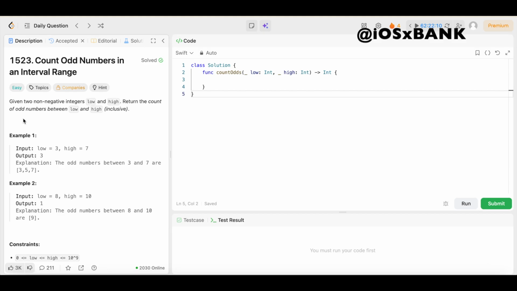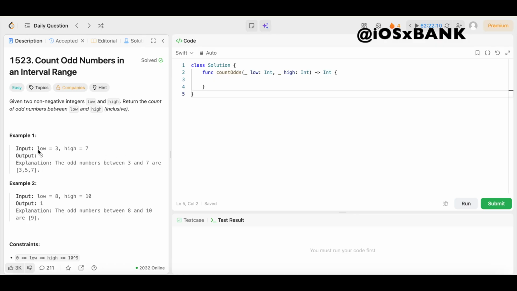Now let's see what the question says. Given two non-negative integers low and high, return the count of odd numbers between low and high inclusive. That sounds pretty simple, but let's go ahead and take a look at these examples anyway, just to make sure that we are doing this problem correctly.